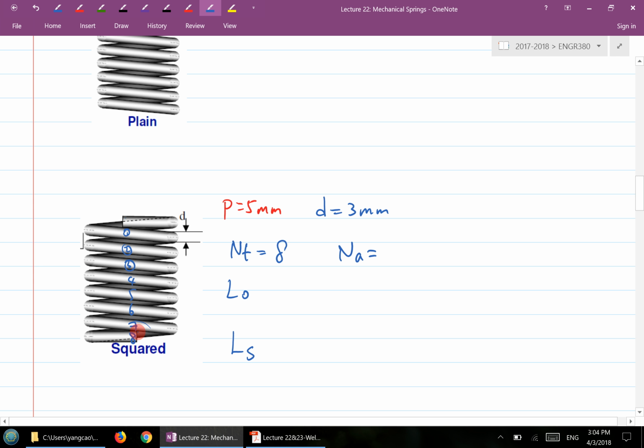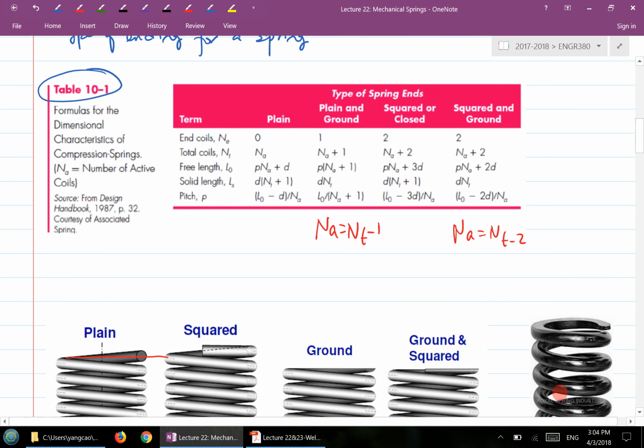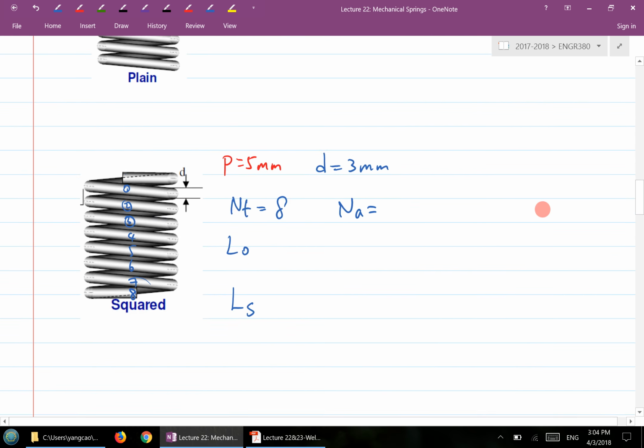If it's 8 for NT and it's squared, looking at table 10-1, what do you think the total active number of coils is? Which column are we talking about here? This one, right? So NA equals 6. So that's squared.